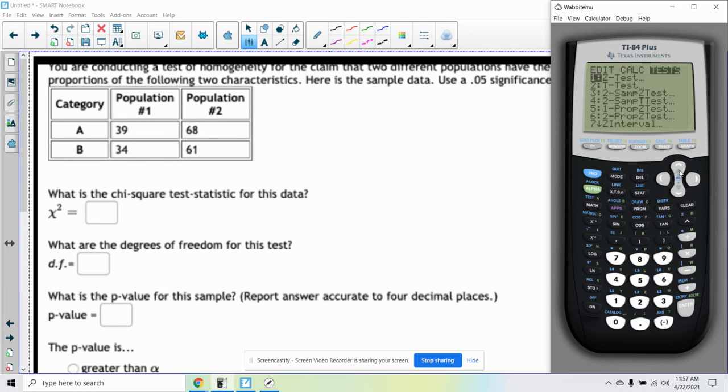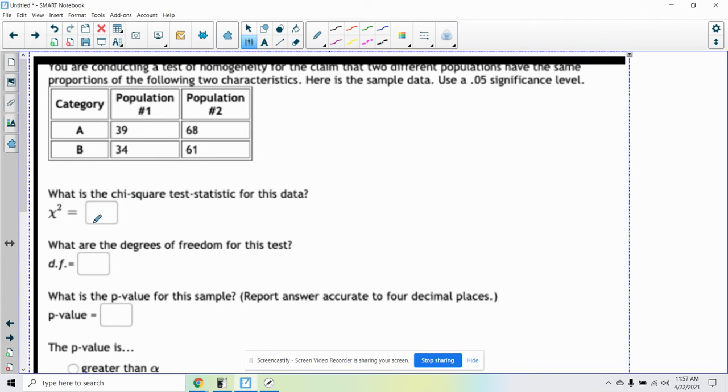Stat, back to our test menu. We're going to go to our chi-squared test. Observed is A, expected is going to go into B. We have everything we need. Our chi-squared test statistic is going to be 0.9225.